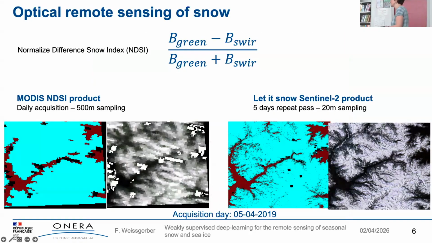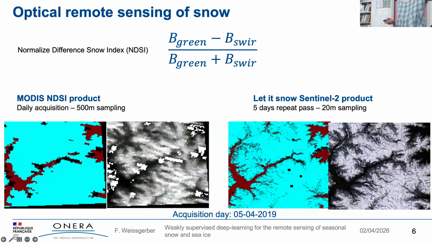So how do you generally monitor snow? The easiest processing is to compute the normalized difference snow index. So in optical, you compare two different bands, generally green and SWIR. And here I show you two different products. The one on your left is the MODIS one. So you have 500 meter sampling, but you have data every day. So that is really nice.